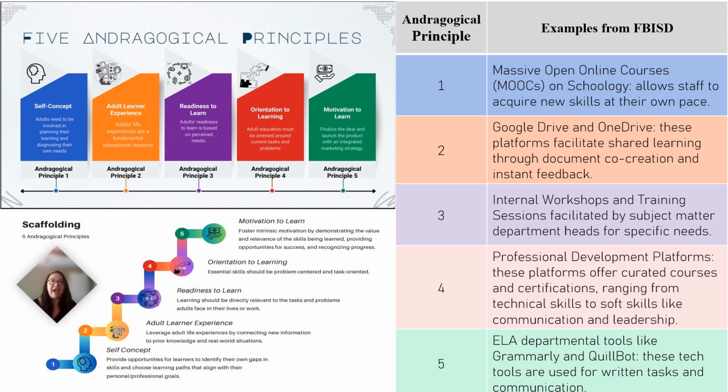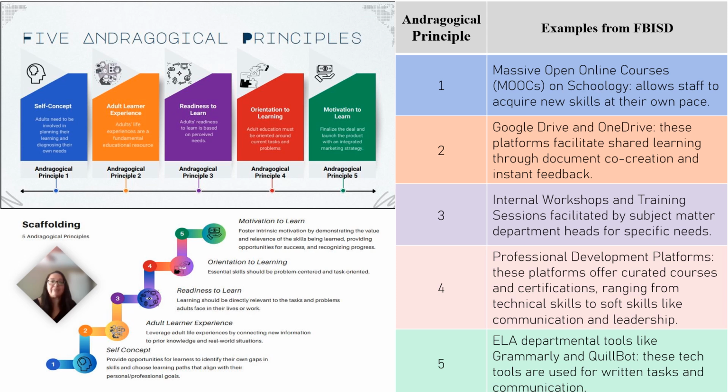Andragogical principle number 2, adult learner experience. Adult life experiences are a fundamental educational resource. Scaffolding should leverage these experiences by connecting new information to prior knowledge and real-world situations. In an adult learner classroom, this can be done through case studies, discussions, and collaborative projects that draw upon the diverse experiences of the learners.